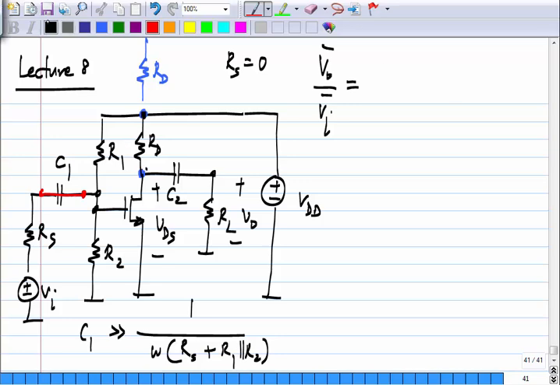So, what is VO by VI? We found this yesterday, right? Huh? Small signal. No, large signal, it is nonlinear. You cannot even write a transfer function like this. Transfer functions are meaningful only in the small signal linear regime. Okay.